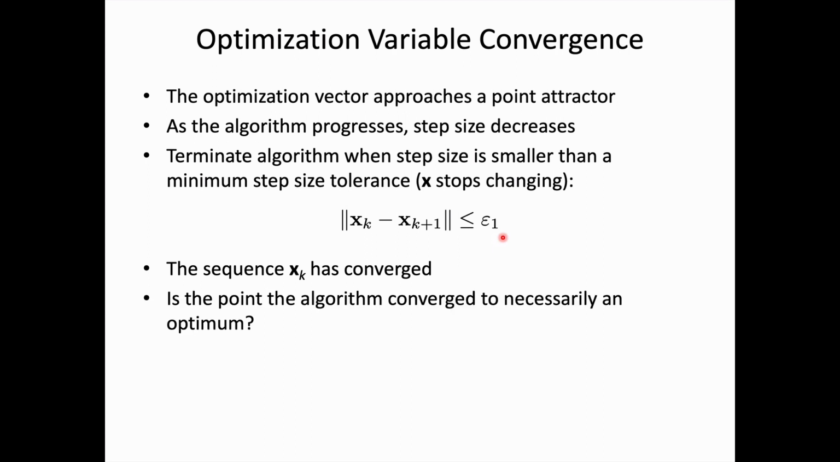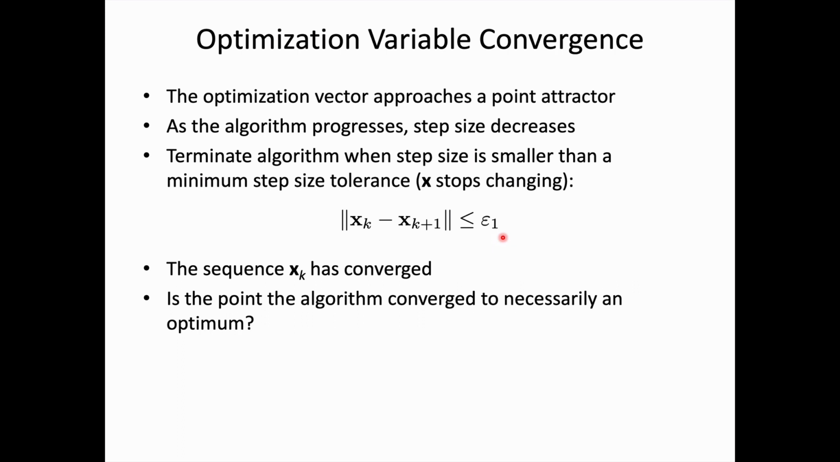Here's a question. Is the point the algorithm converged to necessarily an optimum? Is there some way it could converge to a point that is not an optimum? We've not really gone through these algorithms in much depth yet, so I don't really expect you to have a lot of intuition for the answer, but it's important to know that we can converge to points that are not an optimum.